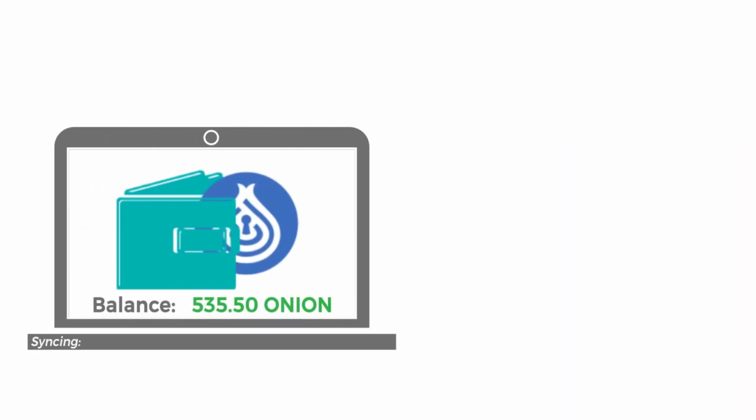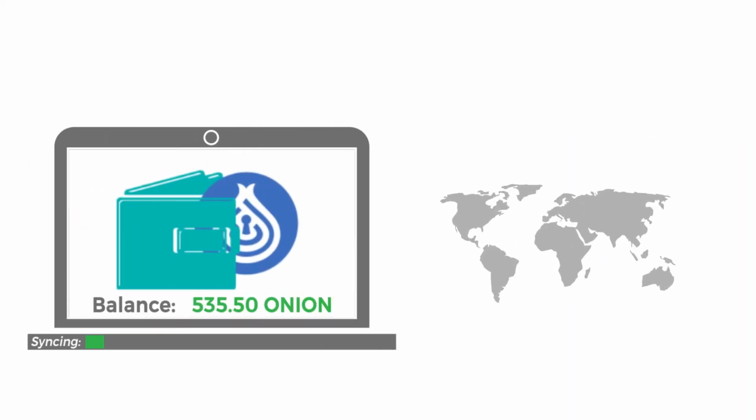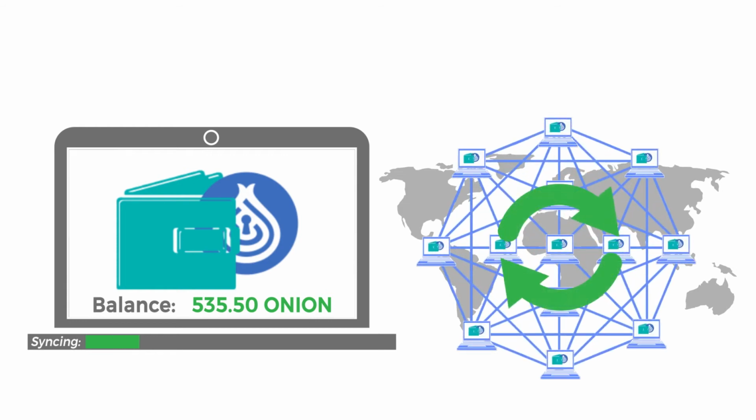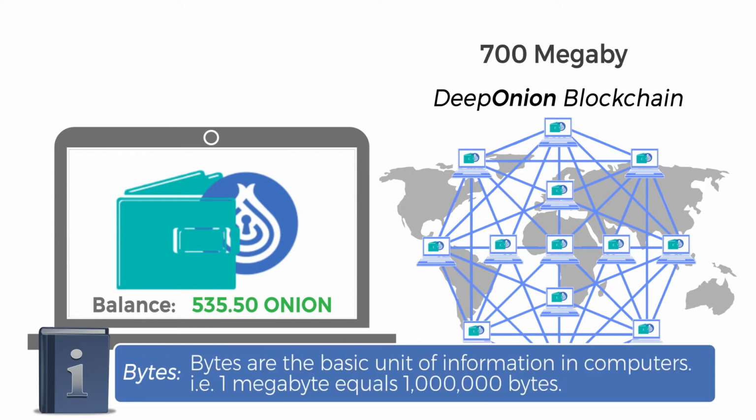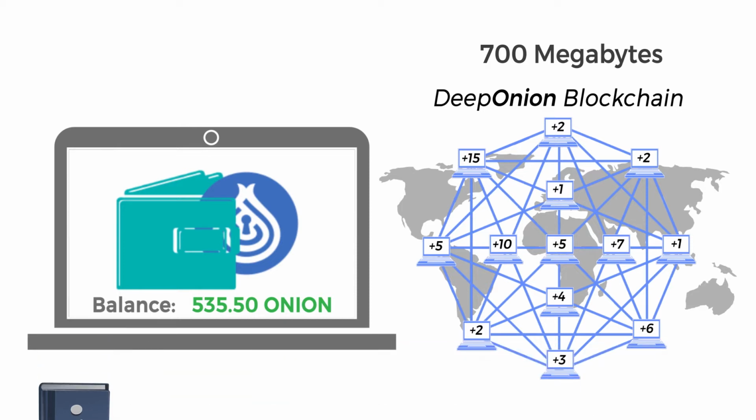In order to use DeepOnion, you need to continuously download the DeepOnion blockchain, which is called synchronization, or sync for short. By doing this, we constantly have up-to-date information about our transactions and our balance. The amount of time it takes to sync to the blockchain depends on when you last connected to it, and also the size of the DeepOnion blockchain. The DeepOnion blockchain is currently 700 megabytes, and the size increases all the time because it records new movements of money around the world.